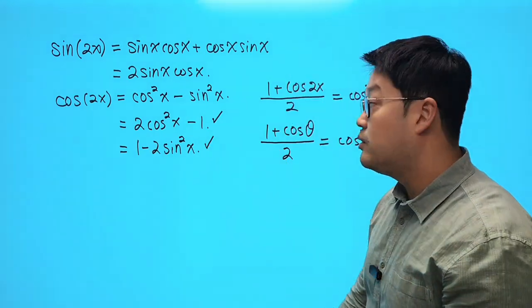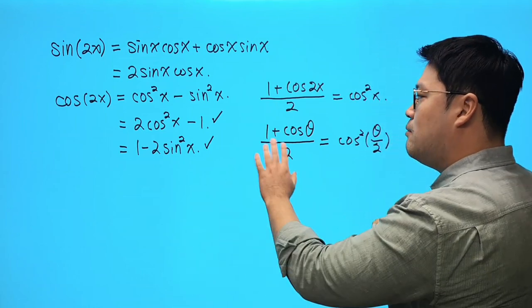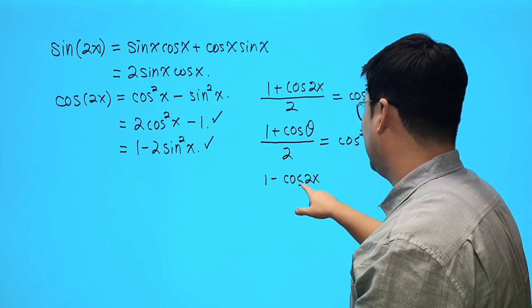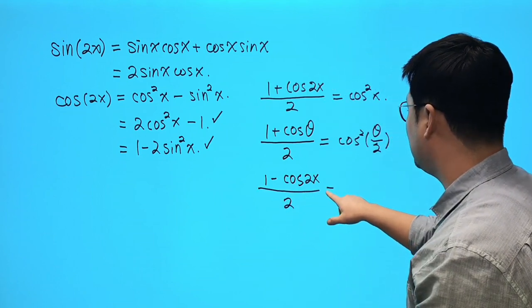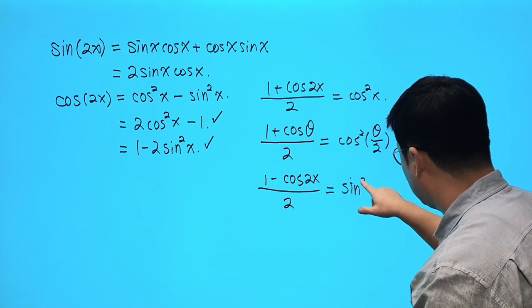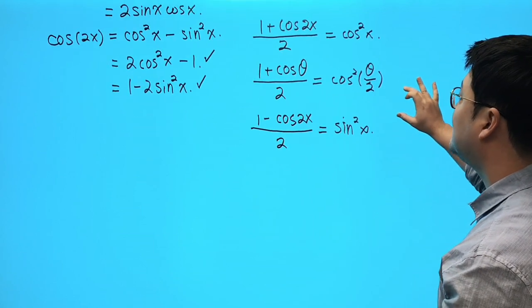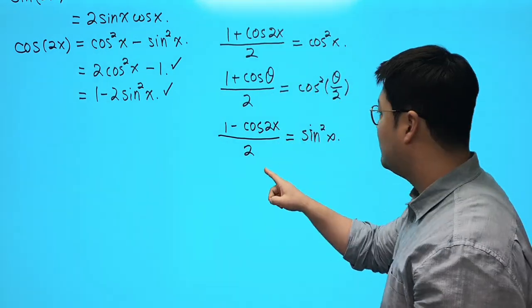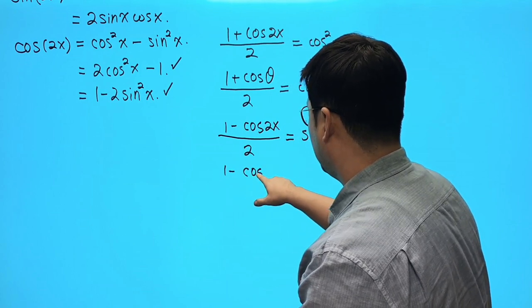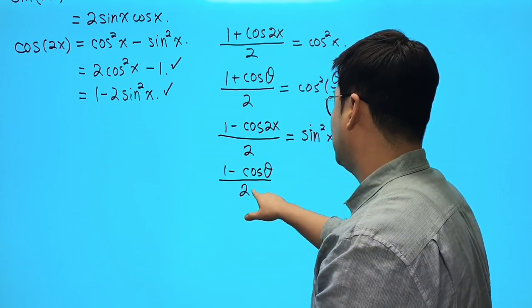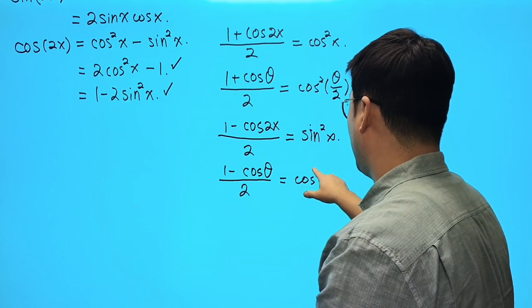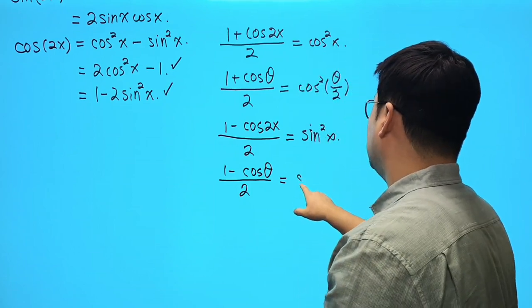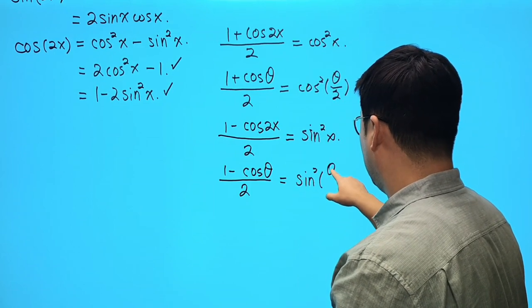We get 1 minus 2 sine squared x, which is equal to cosine 2x. Moving it around, we have 1 minus cosine 2x, and divided by 2, that is just going to be sine squared x. So using the same approach as we've done for cosine, I'm just going to call 2x theta. So 1 minus cosine theta, over 2, that turns out to be cosine squared. Well, wait a second. That's not cosine squared. That becomes sine squared theta over 2.